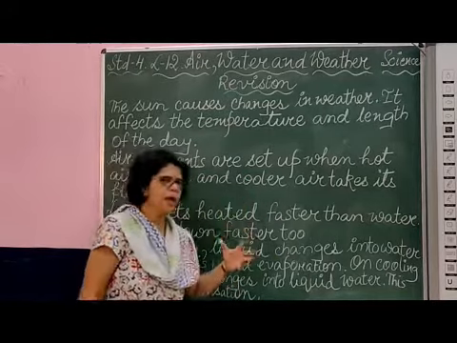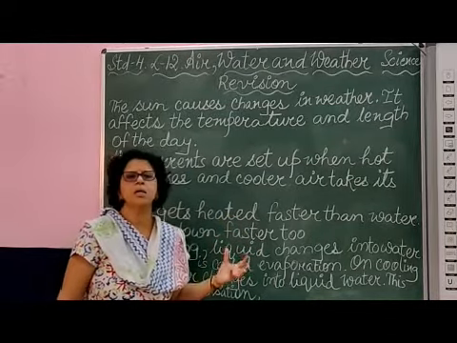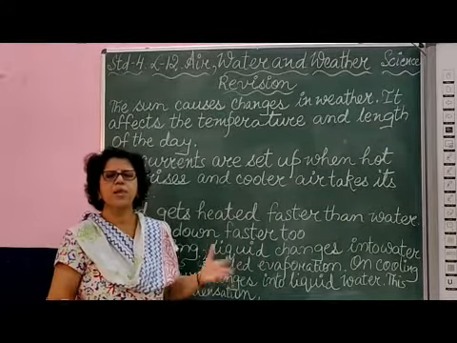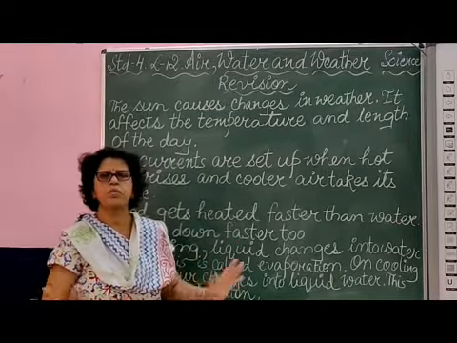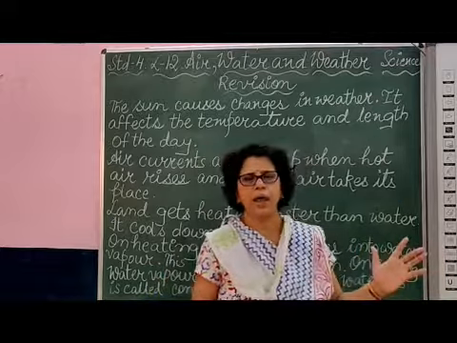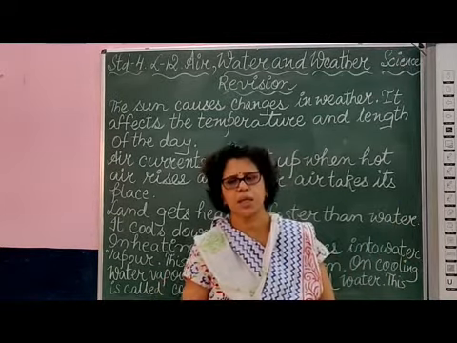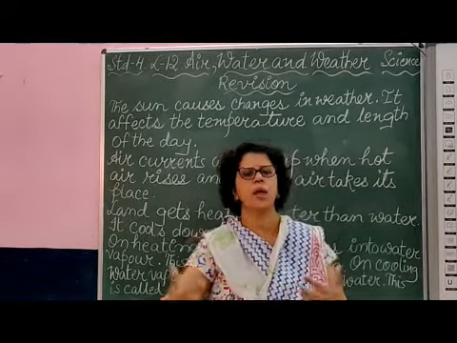Children, because the air gets heated up, hot air is lighter and it rises up. As it is lighter and rises up, naturally that place becomes vacuum. Vacuum means empty. So the places which have cooler air, it rushes towards those areas to take its place, and this is how the air current, the circulation of air, takes place.